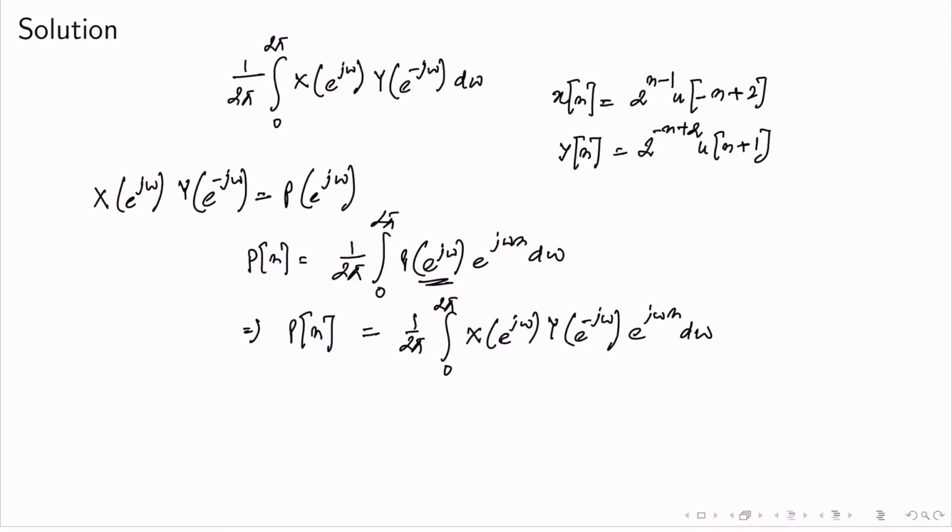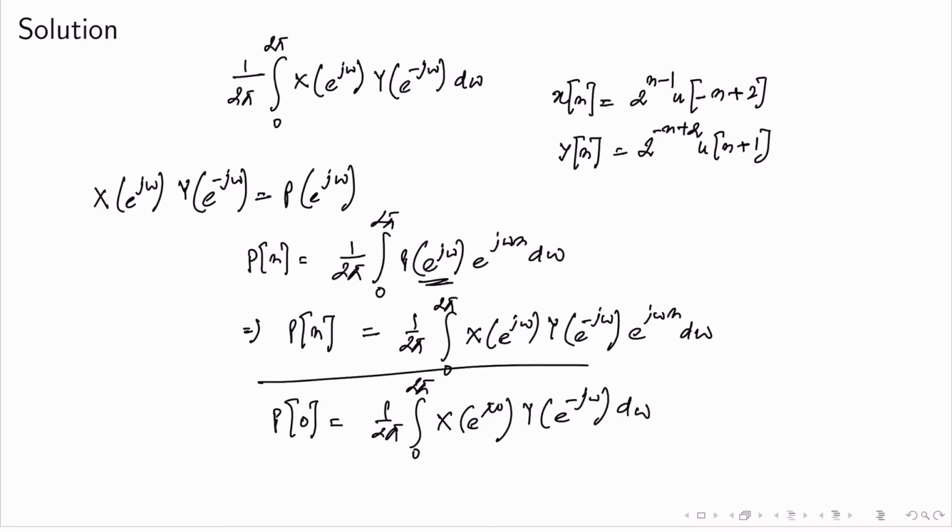And what is the value of p of 0? p of 0 will be equal to 1 by twice pi integration of 0 to twice pi X of e to the power j omega Y of e to the power minus j omega, and this term e to the power j omega n will be equal to 1, and therefore p of 0 is given by this.